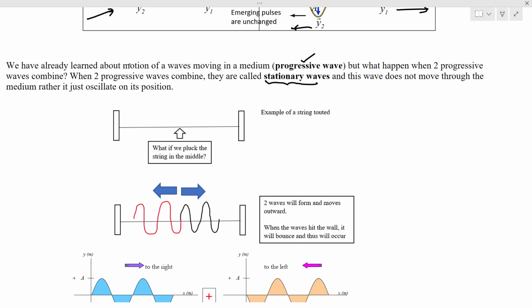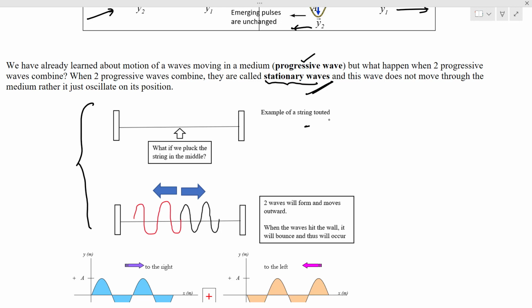So when two progressive waves combine, they are called stationary wave, and this wave does not move through the medium, rather just oscillates on its position. Maksudnya bila dua progressive wave bergabung, you akan mencipta satu ombak yang baru dinamakan stationary wave. Berdasarkan nama dia, dia stationary, takkan bergerak. Macam mana tu sir? How can a wave not move in a medium? So kita tengok satu example.